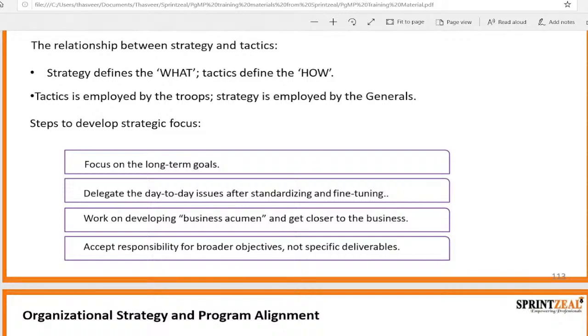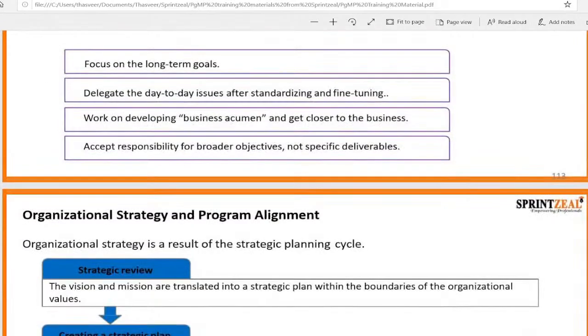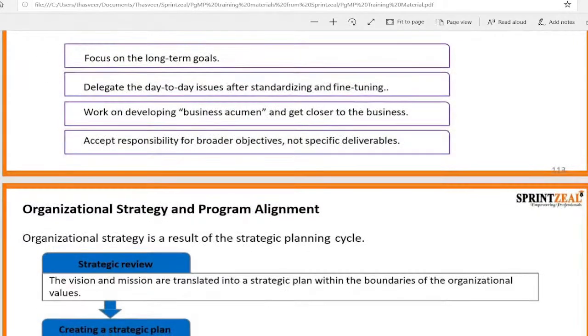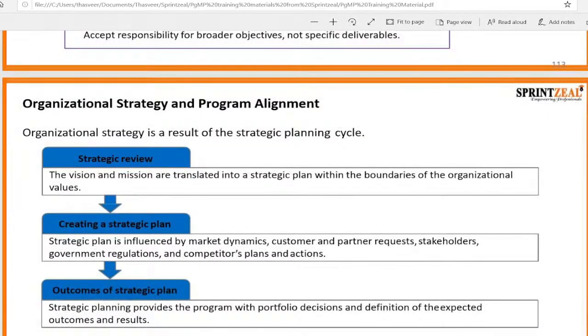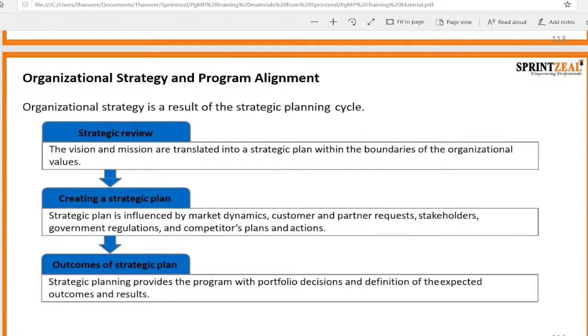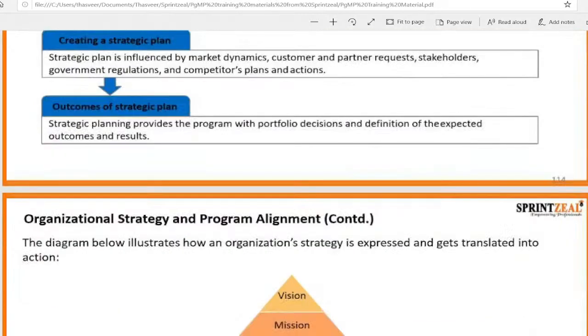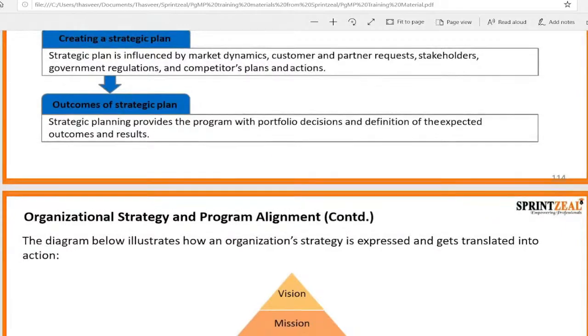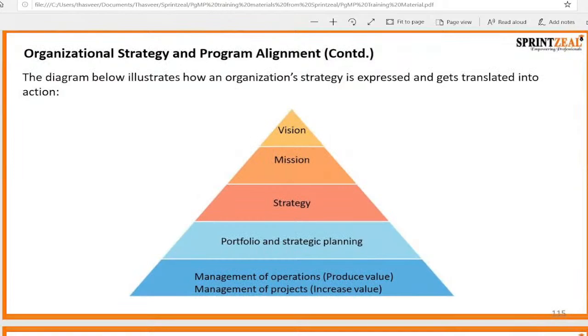Steps to develop strategic focus: on the long-term goals, delegate the day-to-day issues, work on business acumen. Mostly we discussed this, but sometimes it is put in a different way here. Organization strategy is the result of the strategic planning cycle, which we already discussed. Strategic review, then create a strategic plan. Outcomes of the strategic plan. Strategic planning provides the program and portfolio decisions and definitions of the expense. These things we discussed already. This one also we discussed.